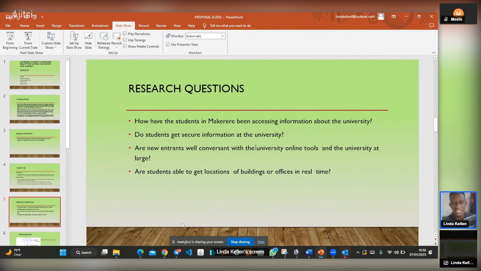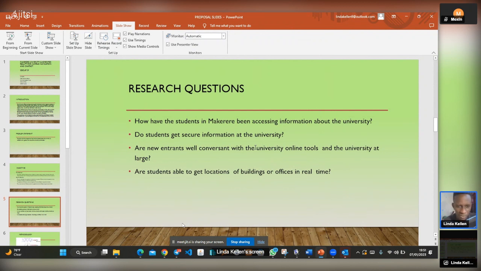That is not enough for you to identify the police station. So that is what you're trying to bring on the table. And then the next question is: are the new entrants well conversant with the university online tools and the university at large? Of course, they are not. There are very many tools that need to be exploited.